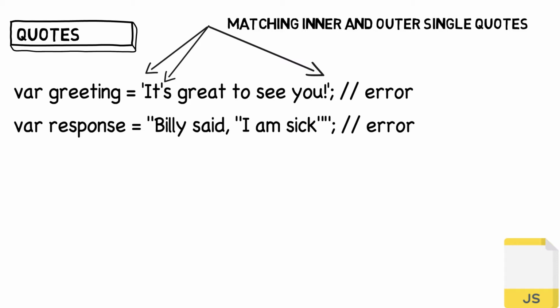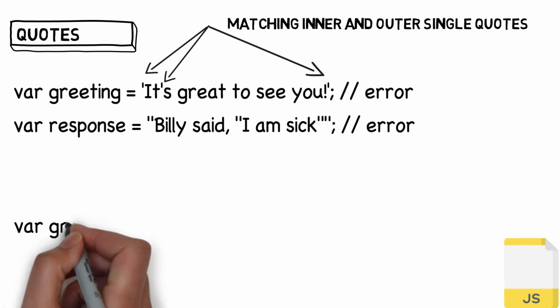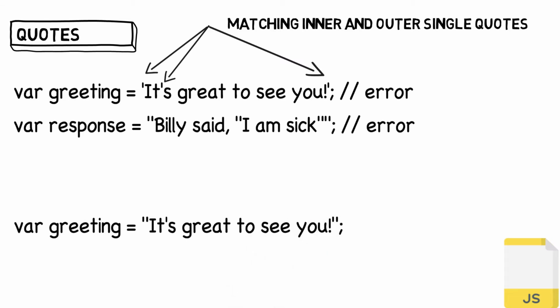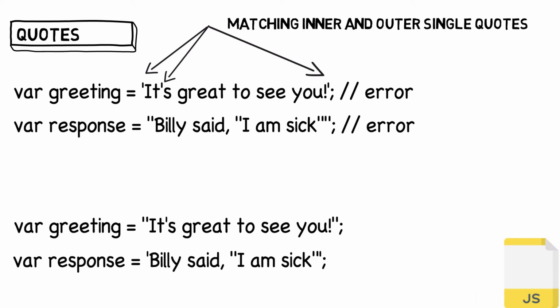We can solve this in a couple ways. One solution is to make sure that your single or double quote don't match what is containing the whole string. That means using double quotes on this top example to create this string and using a single quote on the inside. For our other example, we will use single quotes on the outside and double quotes on the inside.